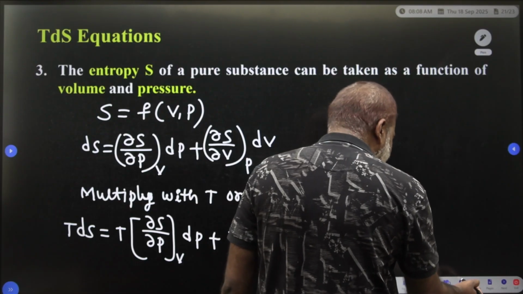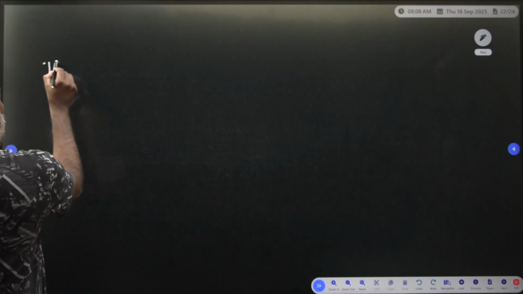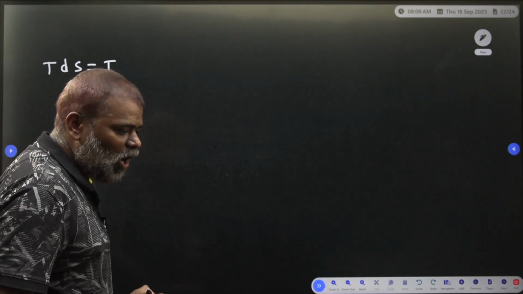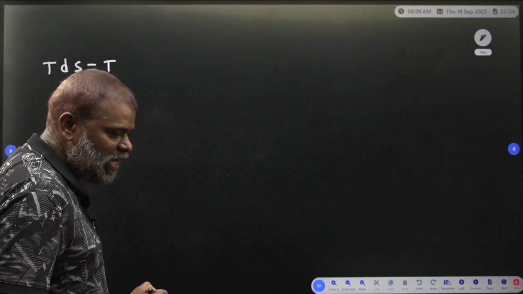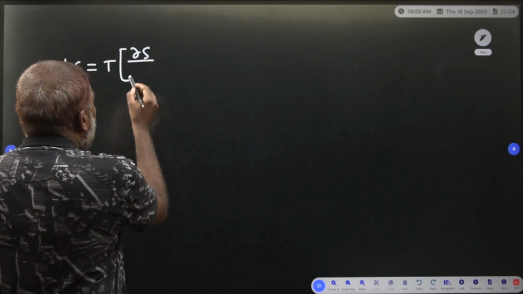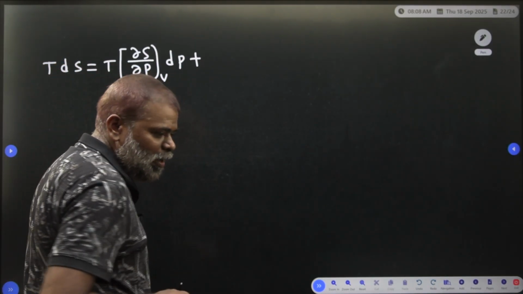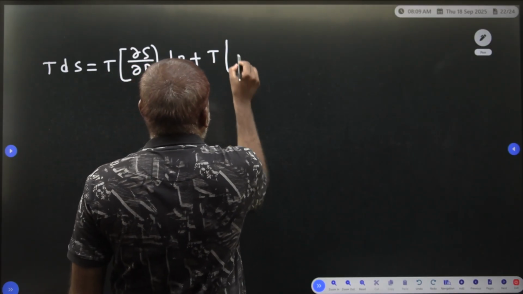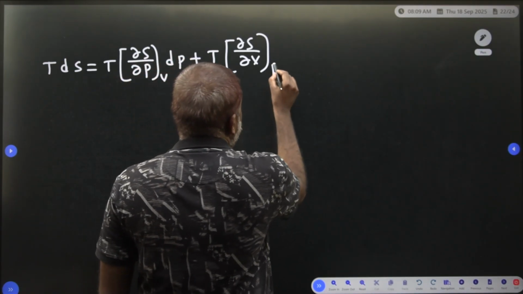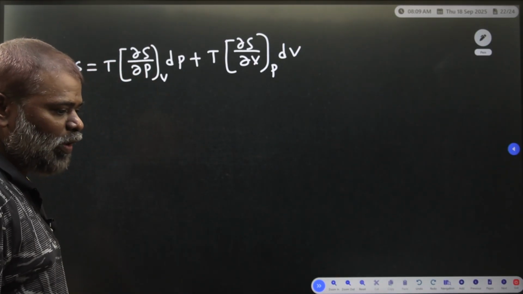So this one we have to rearrange. How are we able to rearrange? Once you see, TdS is equal to T into, we are rearranging the term. The first term I am writing is ∂S/∂P at constant volume into dP plus T into ∂S/∂V at constant pressure into dV.